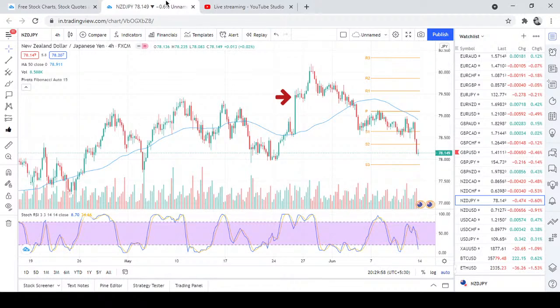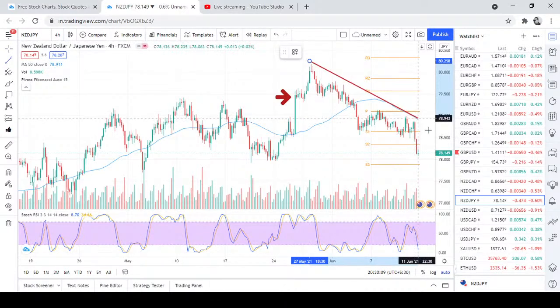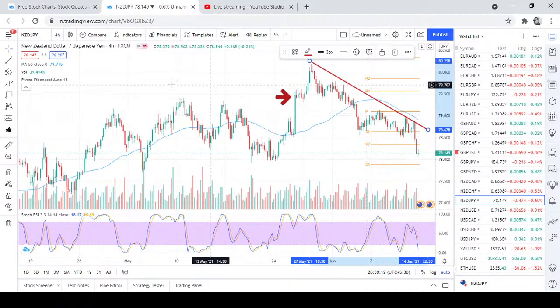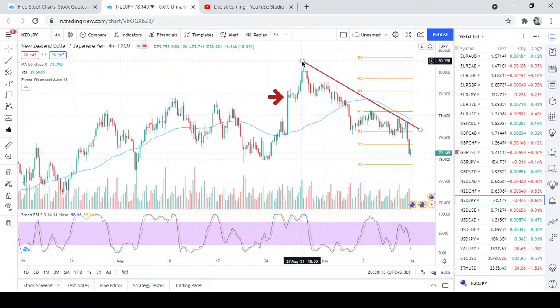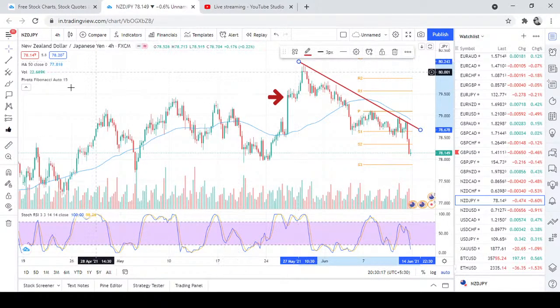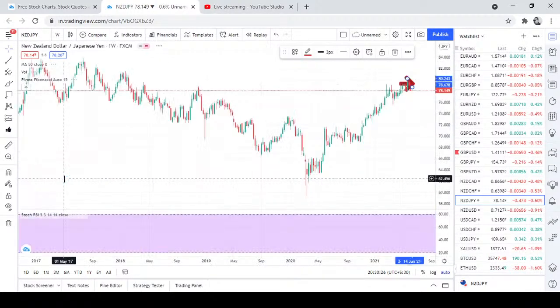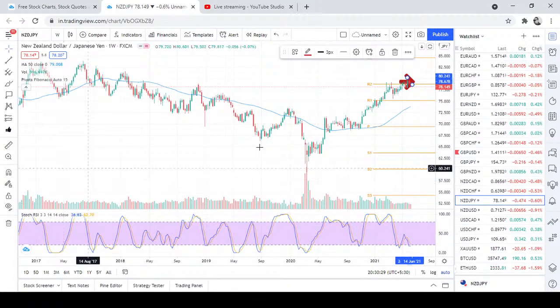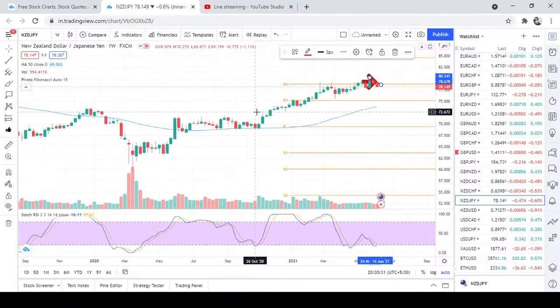NZD JPY, okay, this is the chart of NZD JPY, and you can see that. Do you see any good trading opportunity here? I do not see much. Can we draw a line here? I think we can draw a line here. Do we have any good support here? I do not see any good support here. Okay, so let's switch to the weekly time frame once and see. The weekly time frame is very much bullish.